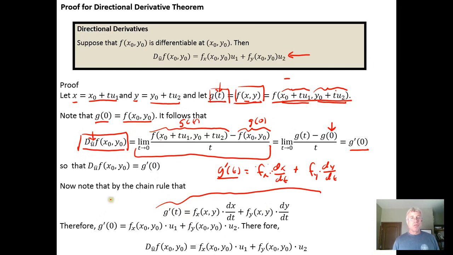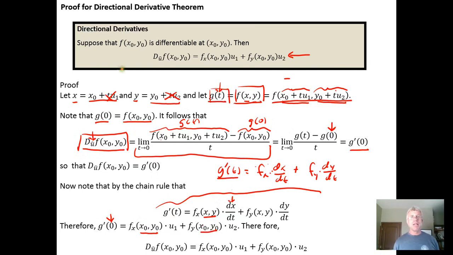But the directional derivative is the derivative of g at a specific value. So if we replace t with 0, what are we going to get? Well, when we replace t with 0, we already know we're going to get y naught, and when t is 0, we just get x naught. So the x and the y get replaced with x naught, y naught when t is equal to 0.